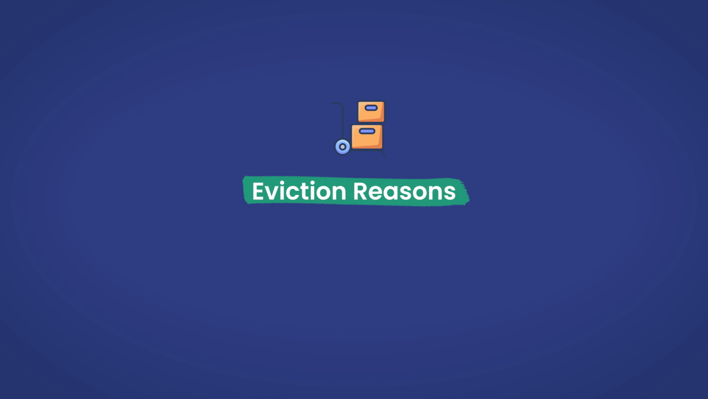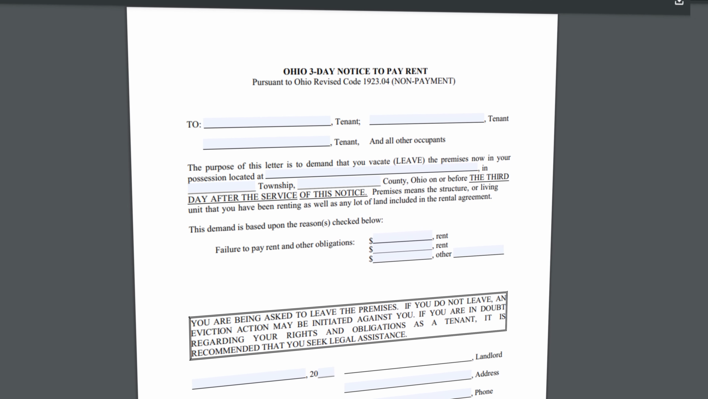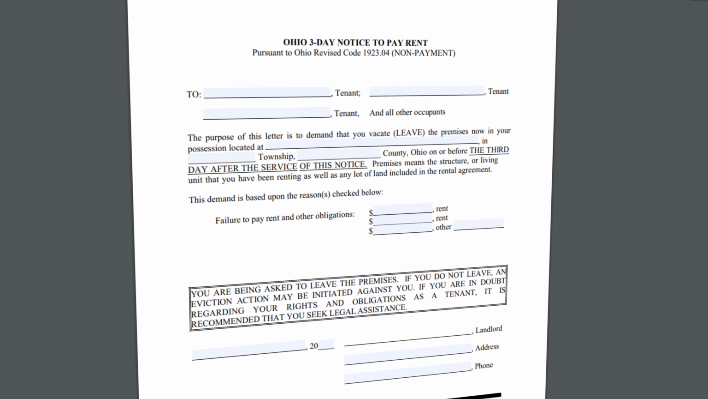Eviction reasons. Failure to comply with rent deadlines. Rent is usually considered late a day past its due. A grace period may be available if stated in the lease or rental agreement. Before a landlord can start the eviction process, they are required to give the tenant an official written 3-day notice to pay. If rent is paid within those 3 days, then the filing for eviction does not continue. If they are unable to pay, the landlord reserves the right to continue filing for eviction.